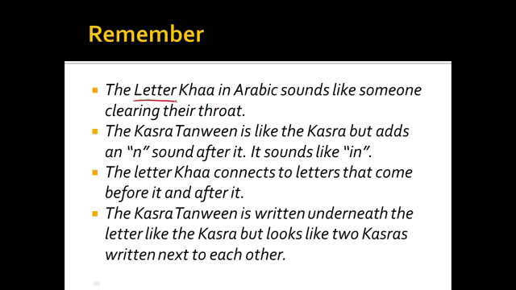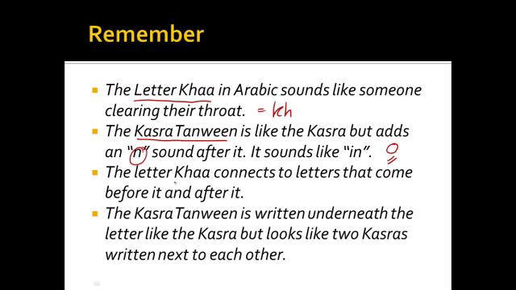So, the letter Kha in Arabic sounds like someone clearing their throat. And we're going to write it as a KH because that's the closest we could maybe come in English to that kind of a sound. Anyway, we will represent the Kha as a KH in our transliteration. The Kasra Tanween is like the Kasra, but adds an N sound after it. And it sounds like in. So if we're going to pretend this circle is a letter, then we're going to write the Kasra Tanween below the letter, and it's going to sound like an in sound.